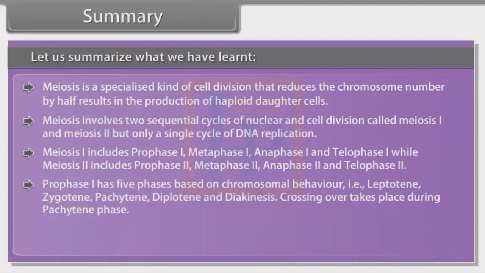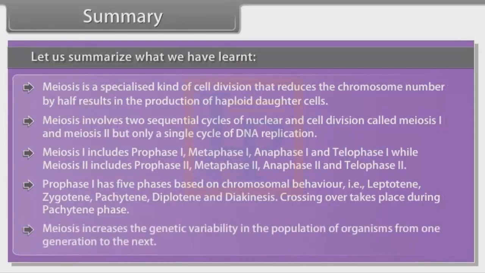Prophase I has five phases based on chromosomal behavior, that is leptotene, zygotene, pachytene, diplotene, and diakinesis. Crossing over takes place during pachytene phase. Meiosis increases the genetic variability in the population of organisms from one generation to the next.